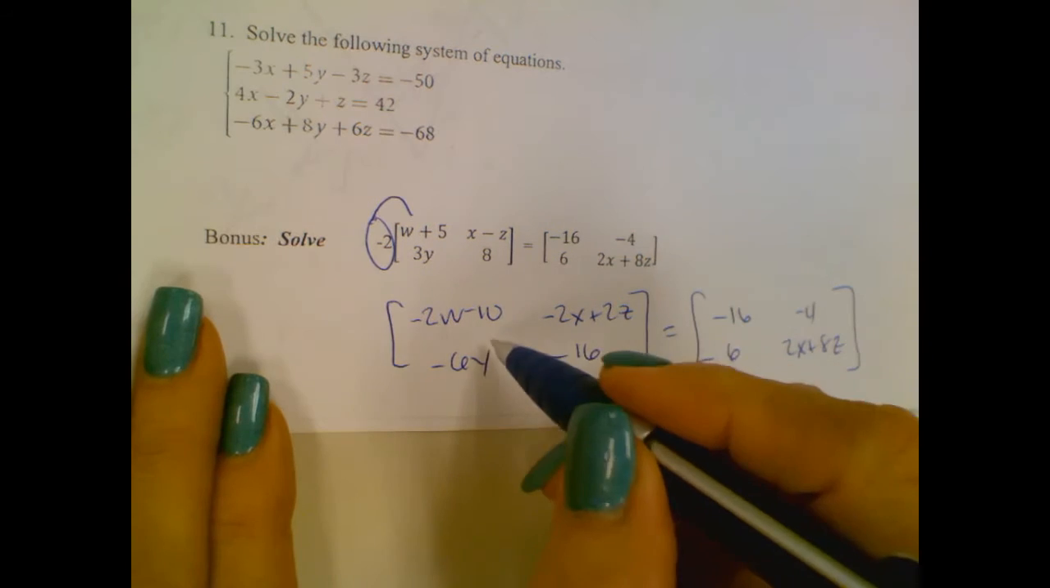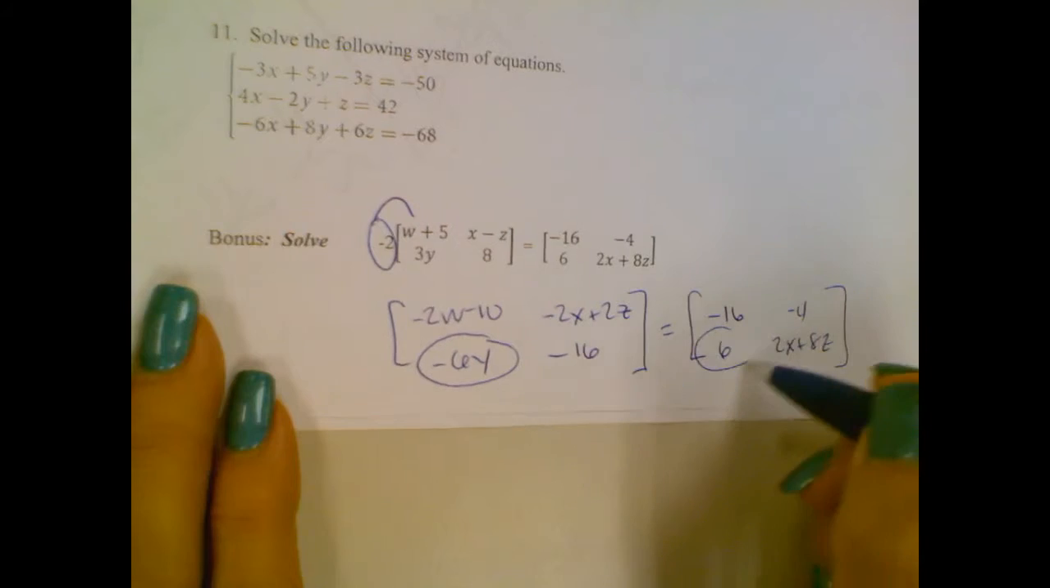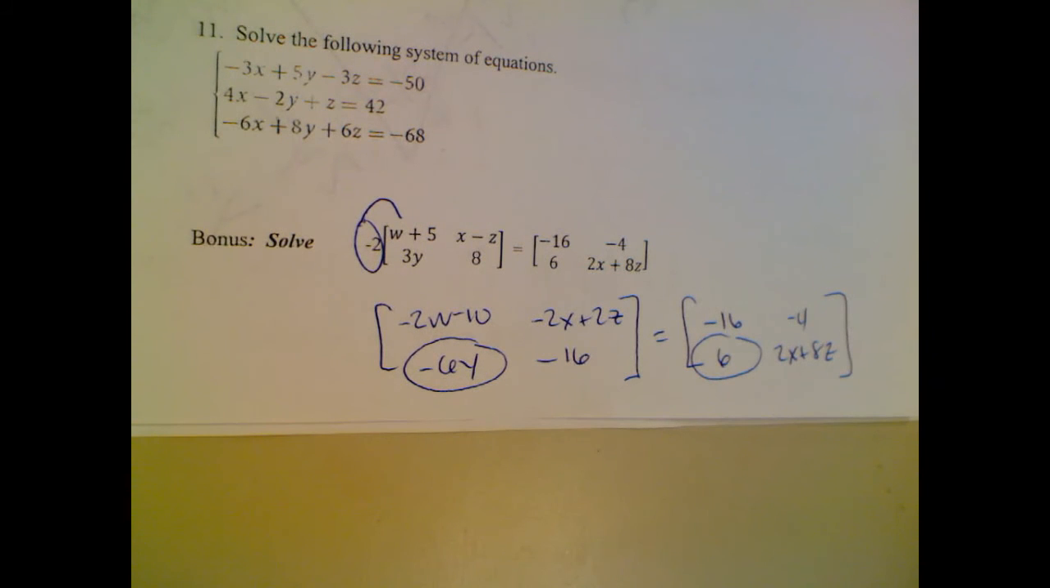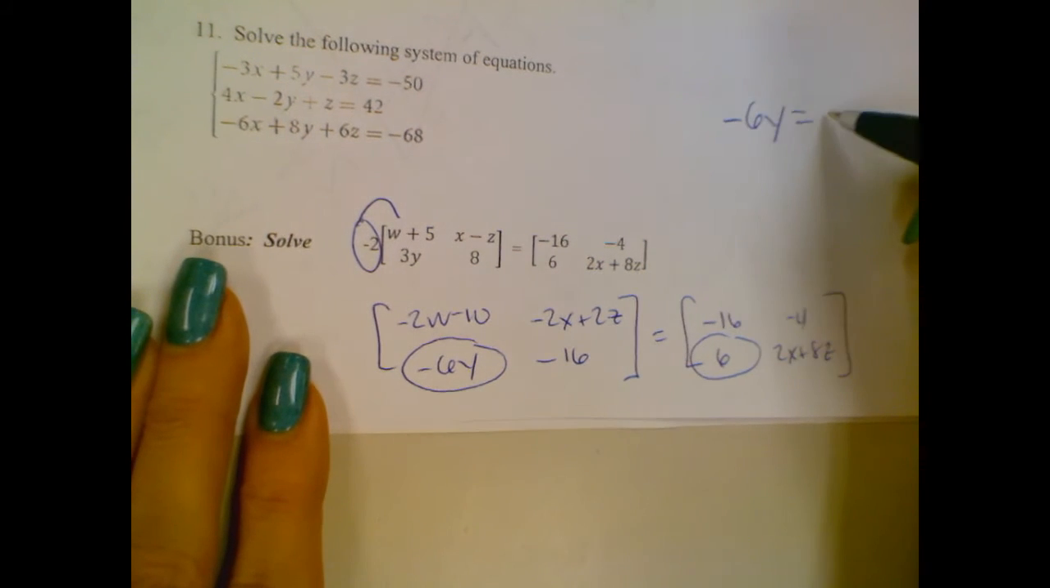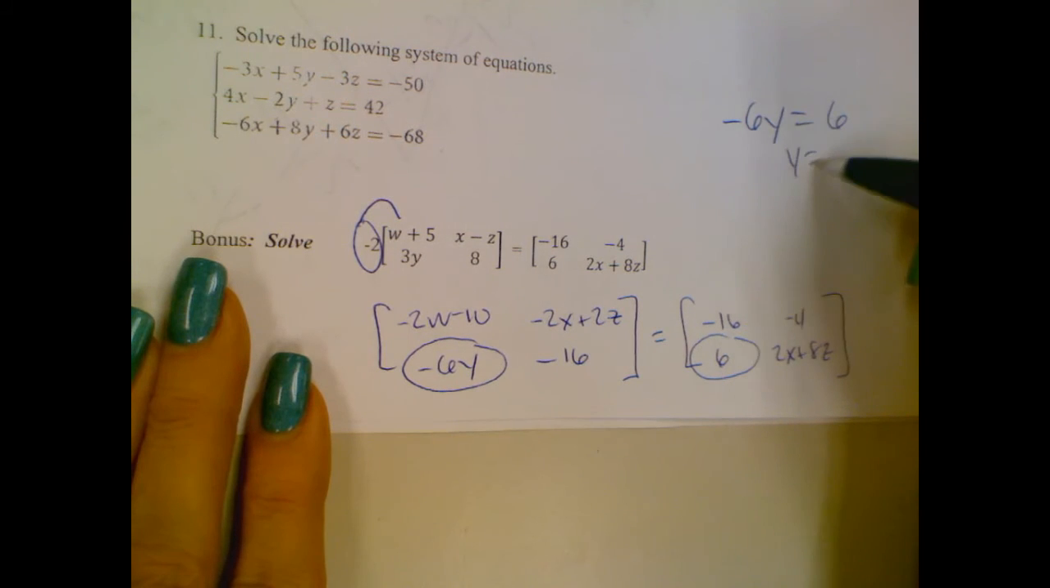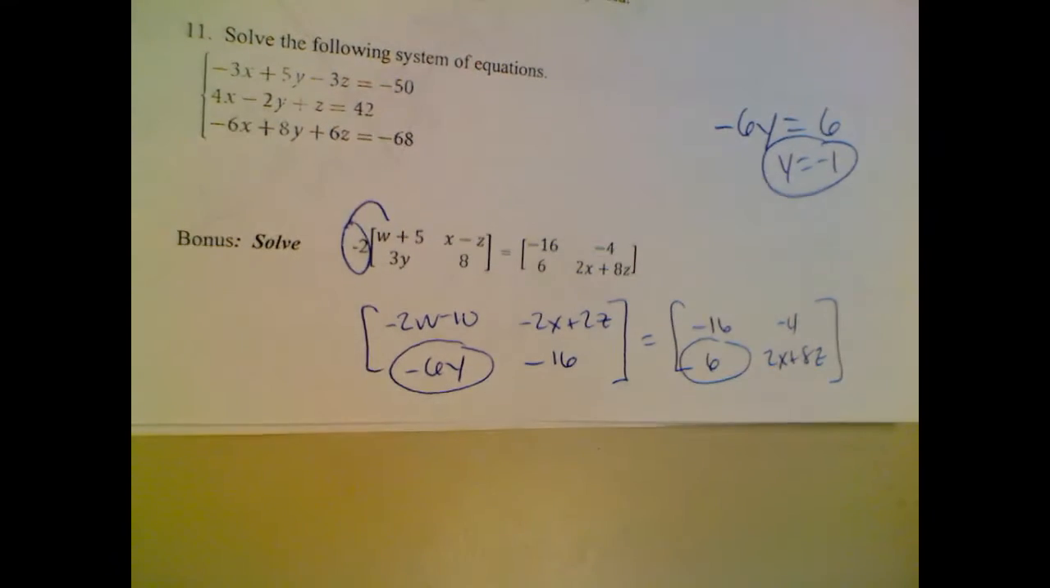I want you guys to circle this one. Circle these two right here. Those are in corresponding positions. They're both in row 2, column 1. I can solve for y right now. What is y? It has to be -1 because you're going to take -6y and set it equal to 6. So y is -1. That's one of your 4 answers. Now you have 3 answers left. So if you see a y anywhere, you would fill that in, but I don't see any other y's.